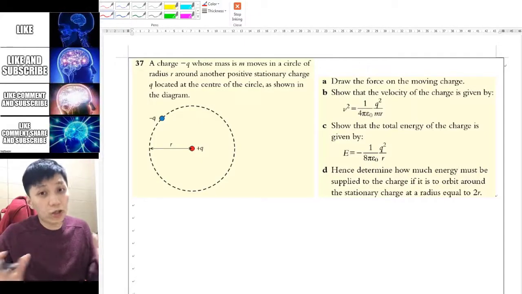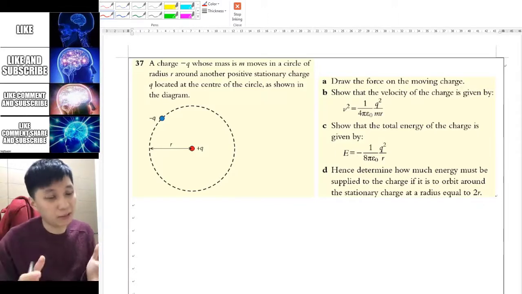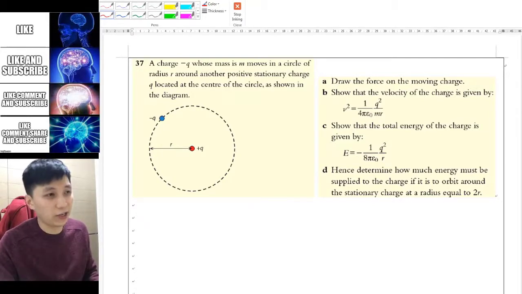A few moments later. This question should give you some hints because finally there are some questions that are not giving you numbers but giving you variables, and then you can try to derive stuff, and this is the core of physics really, and I hope you enjoy it.